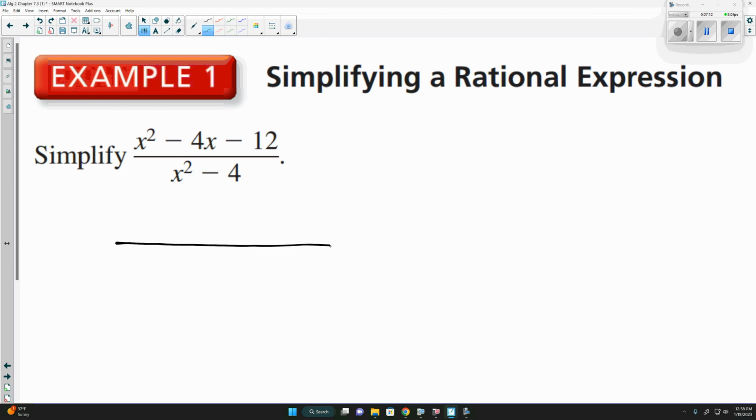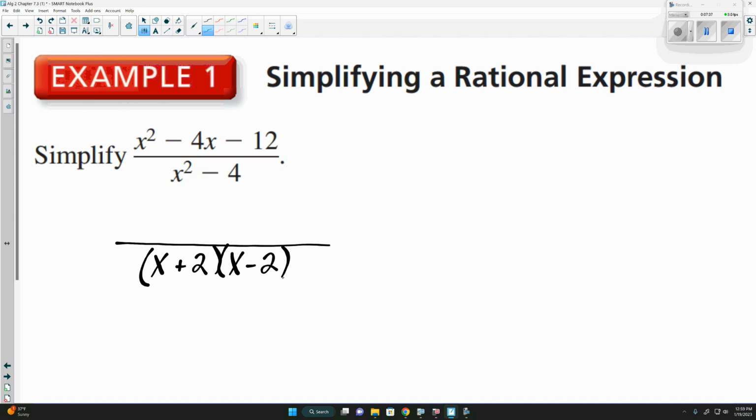Bottom. X squared minus 4 is a difference of perfect squares, yes? So that'll factor to what? X plus 2 and x minus 2. Difference of perfect squares, so we have x and x. 4 is 2 and 2, plus and minus. So that one's not bad. That one's easier to factor.